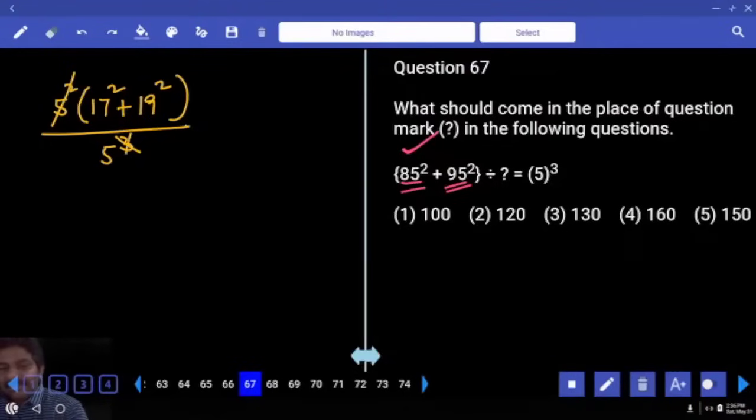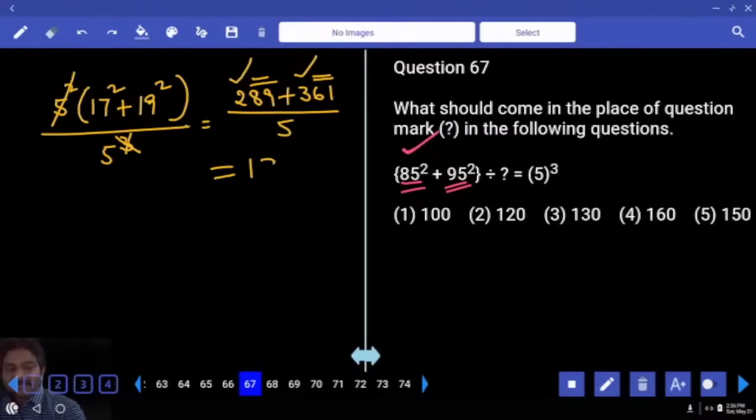5 cube, 5 square cancellation in 5 cube, denominator is 5. Okay. 17 square, 289 plus 19 square, 361, divided by 5. Okay. 200, 300. 89 plus 61, 150. Total 650. 650 by 5, 130. 650 divided by 5. Instead of division with 5, divide by 10 into 2. 65, 2 times, 130.